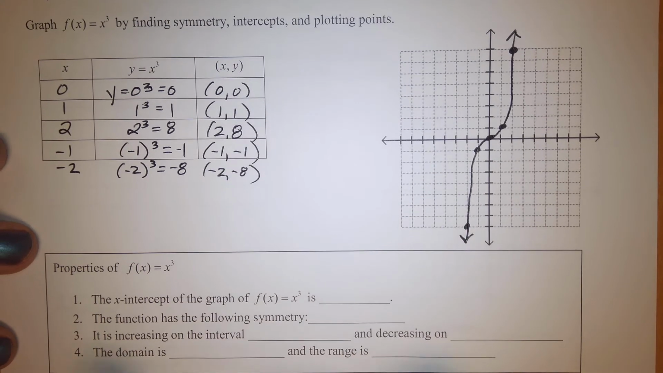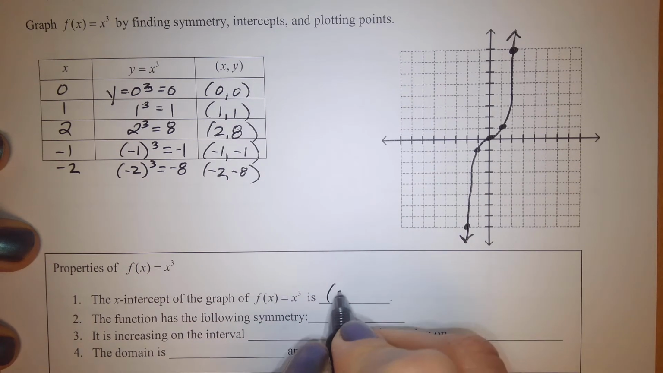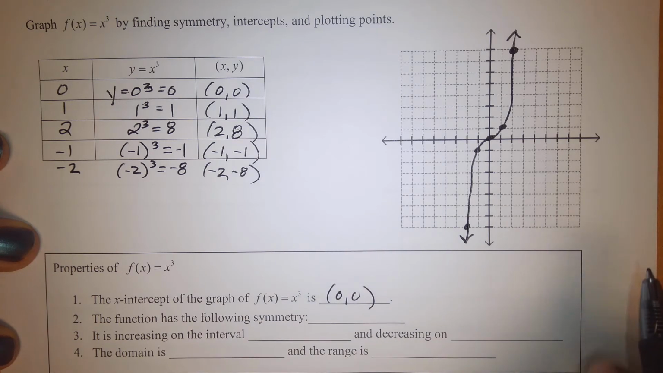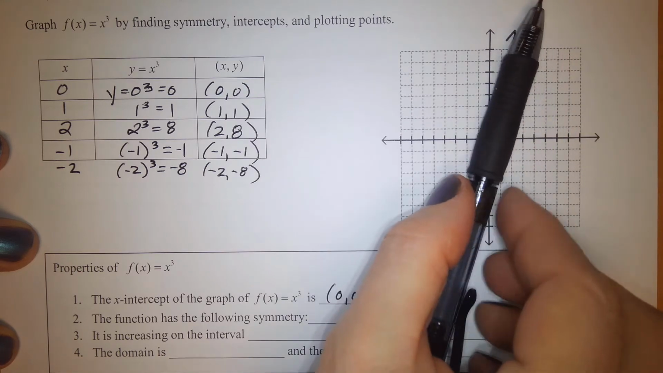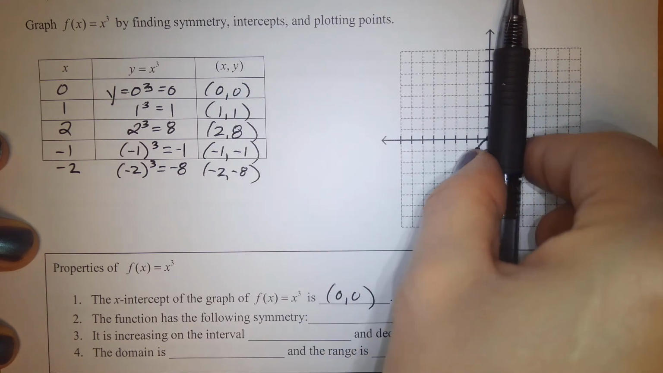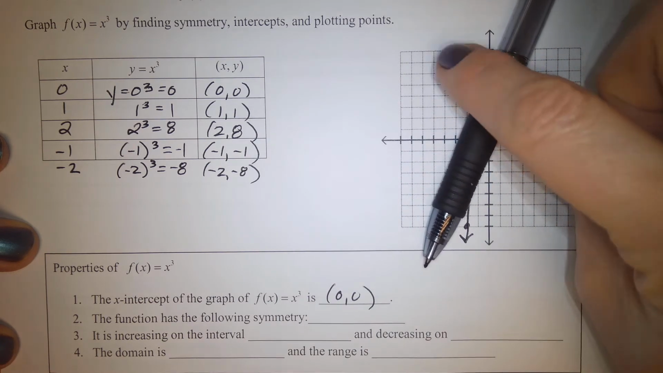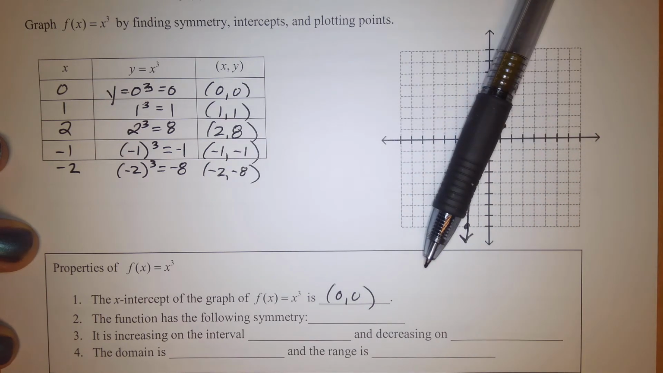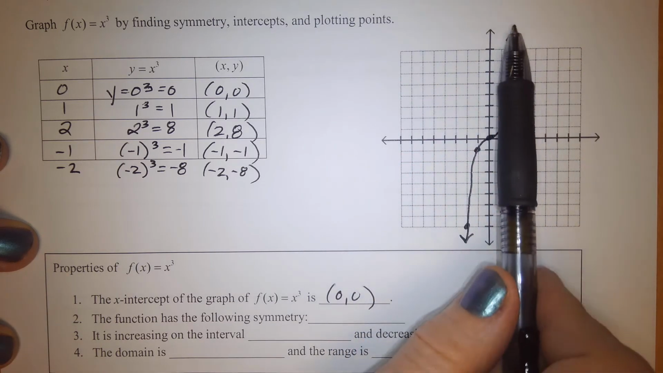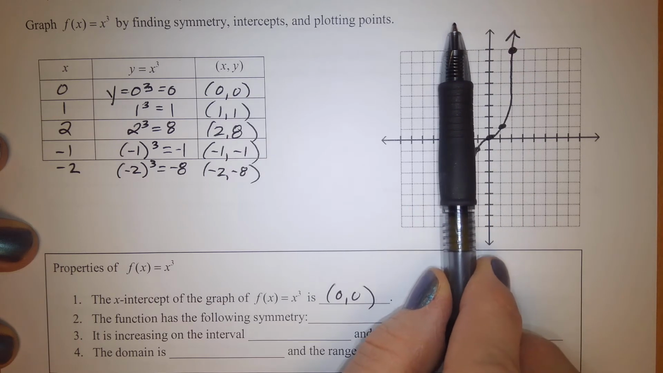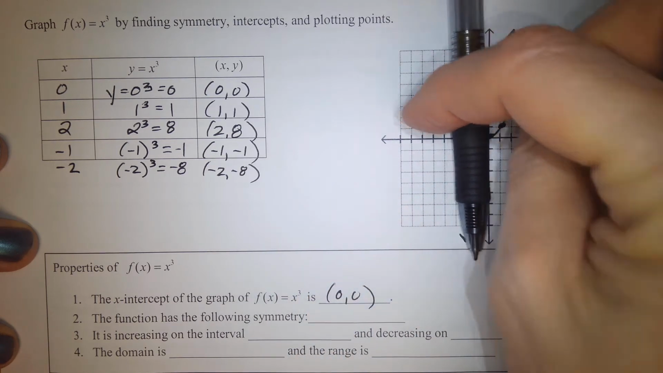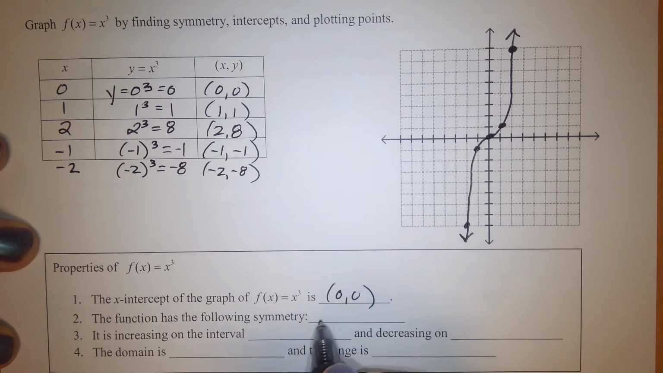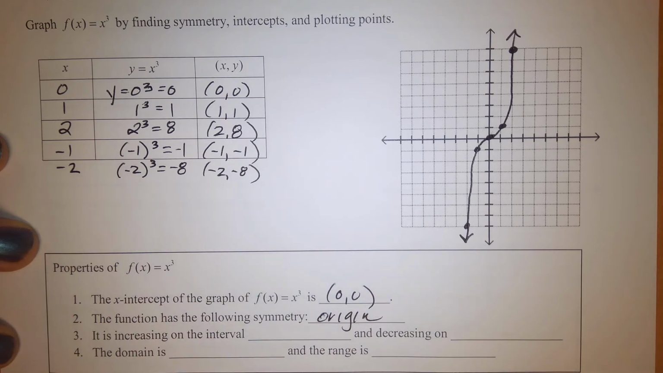Some of the characteristics about the cubed function. The x-intercept is again at the origin. This time the symmetry is origin symmetry. Everything in the first quadrant gets rotated around and is now in the third quadrant. Or you can think of it as two individual reflections. This would be reflected over the y-axis, and then what's up here would then be reflected over the x-axis. So two reflections also represent an origin symmetry.